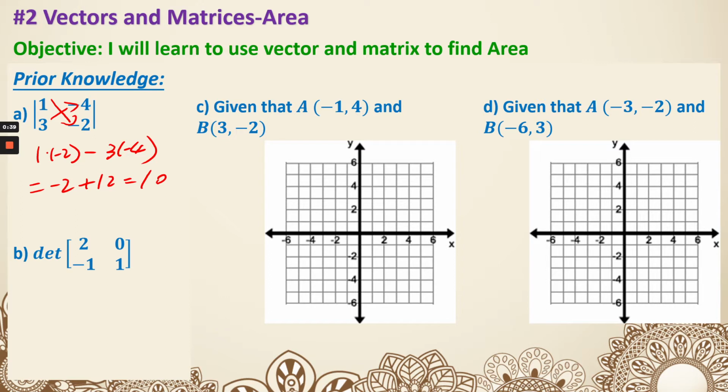Then question B, this time you are given the DET, which means finding the determinant. Again, these are just two different notations for the determinant. 2 times 1 minus -1 times 0, so a 2.